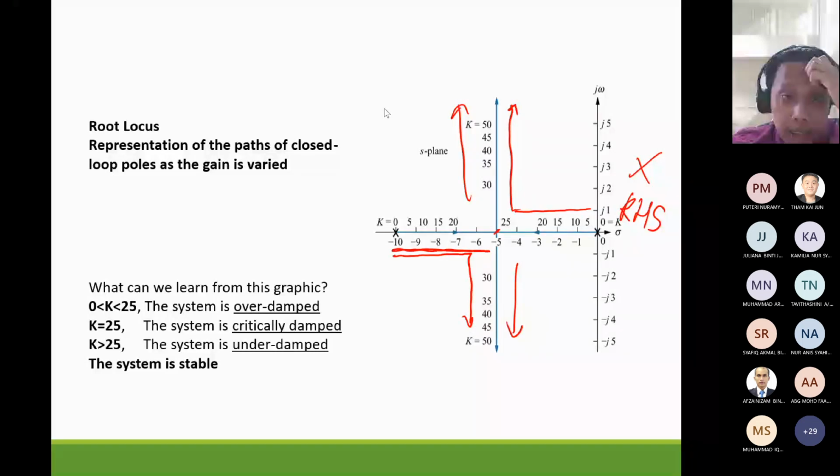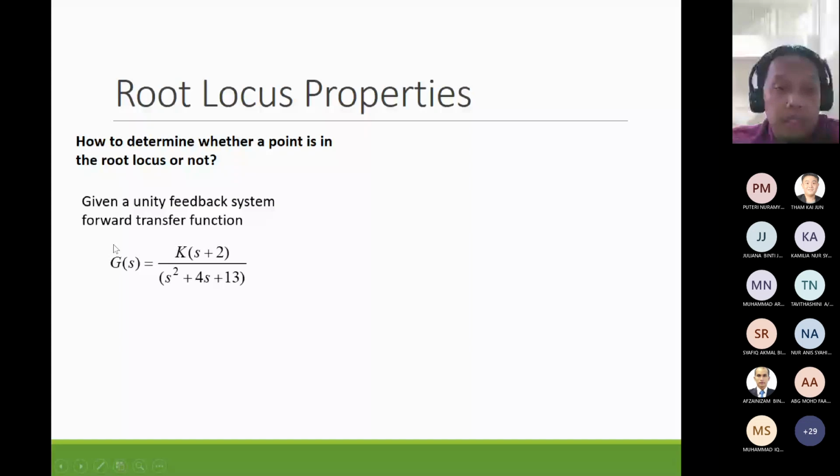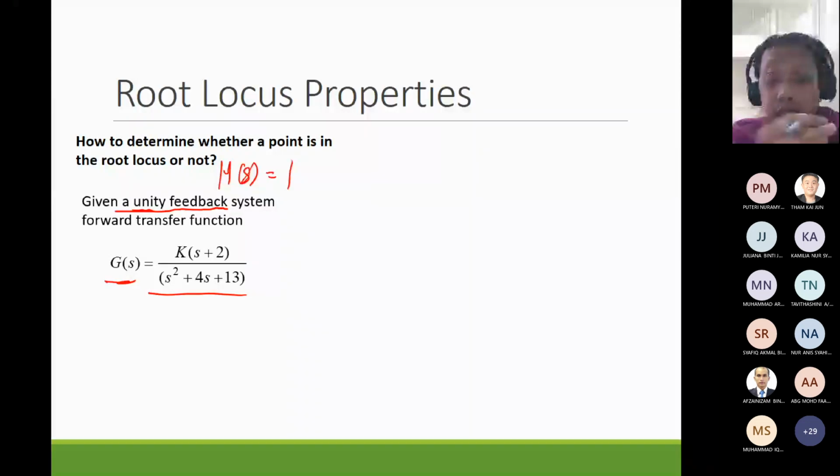Okay, so now let's look at one of the properties of root locus. Let's say you want to determine whether a point is located on the root locus or not. Let's say you are given this unity feedback system with forward transfer function. Please take note here. It's a unity feedback system, but the GS is this. This is the GS for the unity feedback system. The unity feedback system has HS equals 1. Always remember, for unity feedback system, HS equals 1.